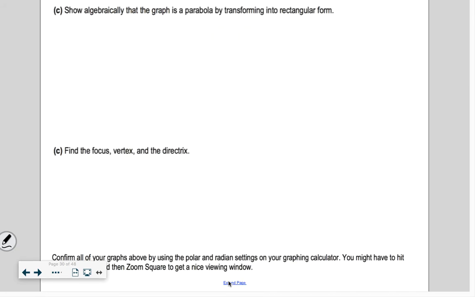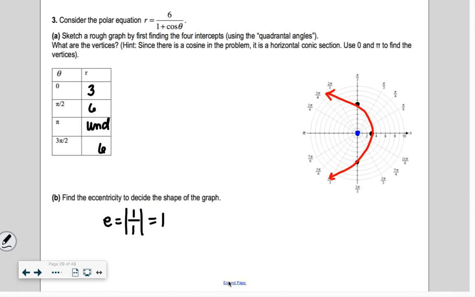All right, so show algebraically that the graph is a parabola by transforming into rectangular form. So we have 6 over 1 plus cosine theta.